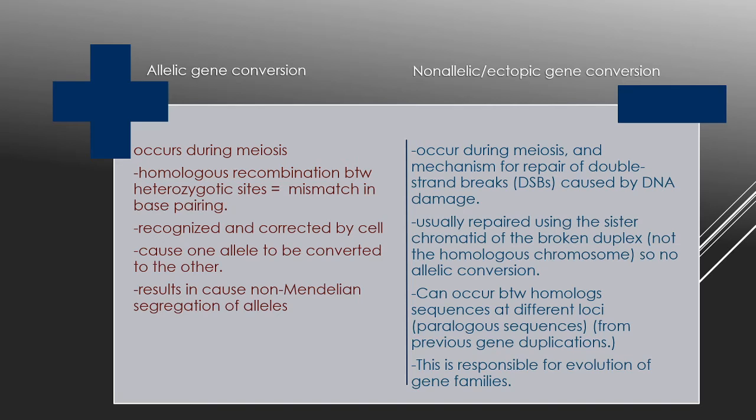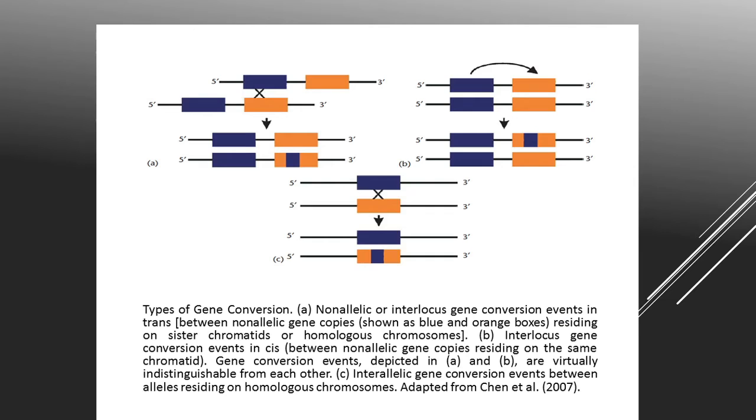so no allelic conversion. In allelic gene conversion, it causes one allele to be converted to the other. But non-allelic doesn't have to be based on another allele. It can occur between homologous sequences at different loci from previous gene duplications. Allelic gene conversion will result in non-Mendelian segregation of genes, but non-allelic or ectopic will create evolution of gene families.